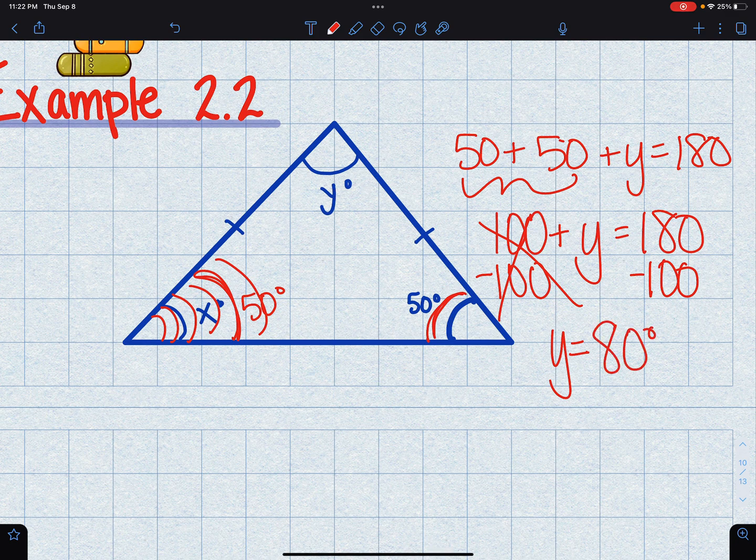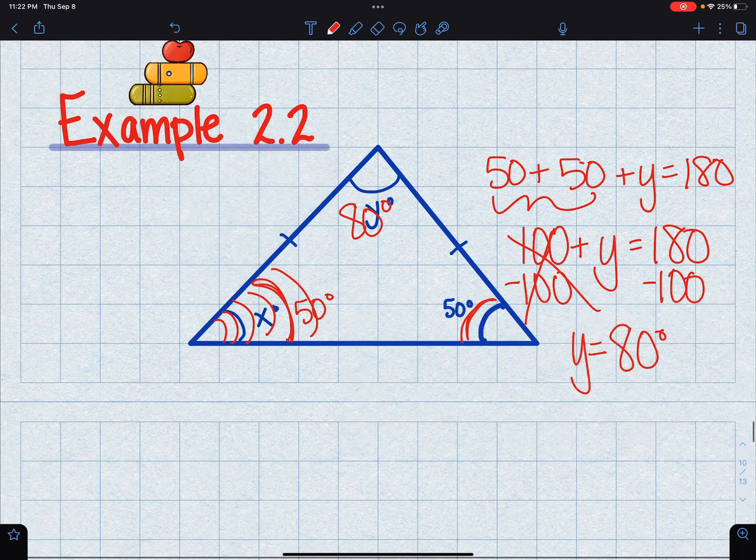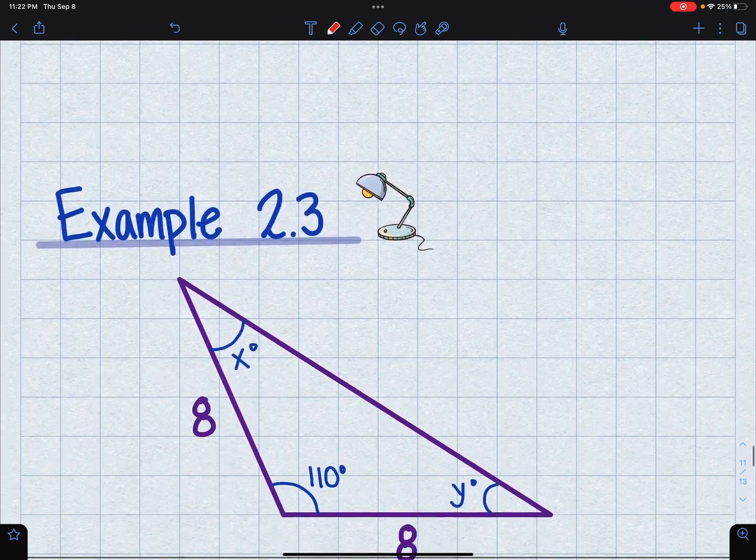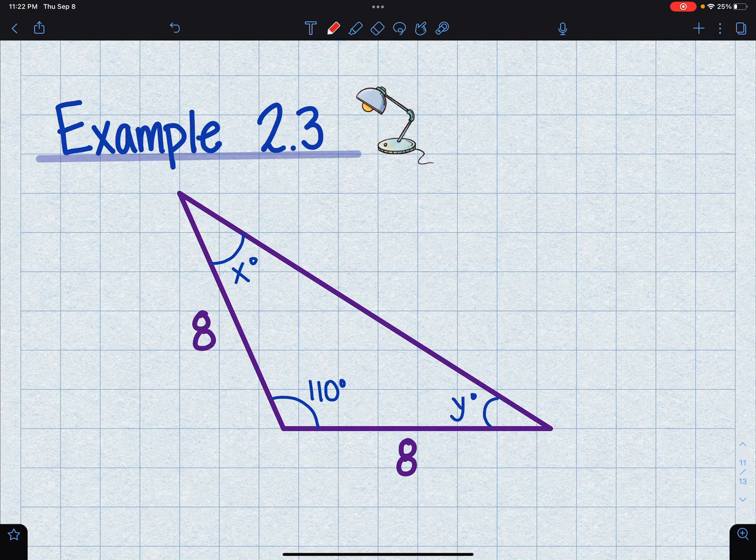Now I'm going to put that in, make sure it makes sense. 80 plus 50 plus 50, does that add up to 180? Sure it does. Yeah, we got that right. That's so easy. So easy, in fact, that I feel confident going into this third example. This third example is saying, what is X and what is Y?